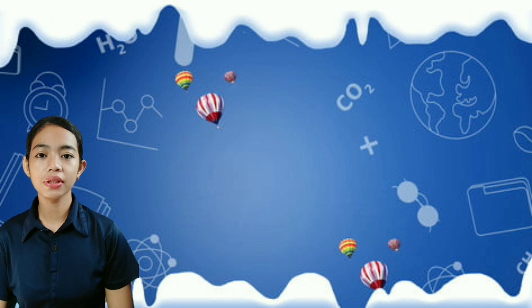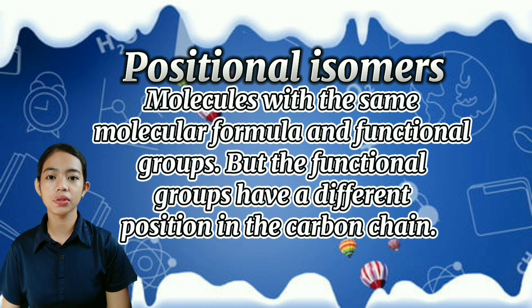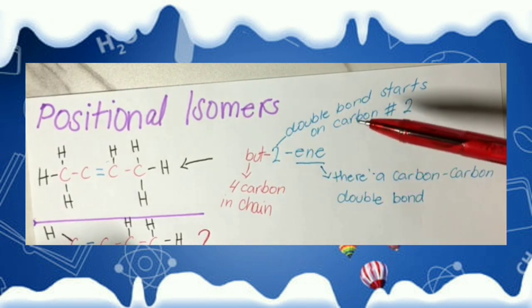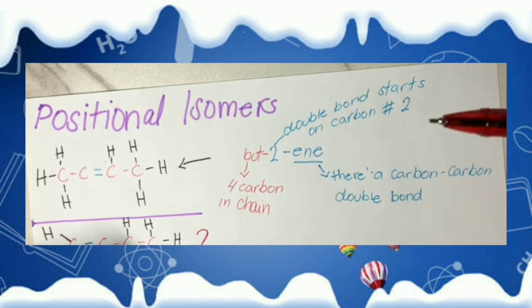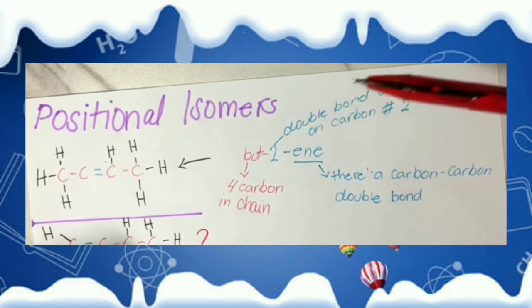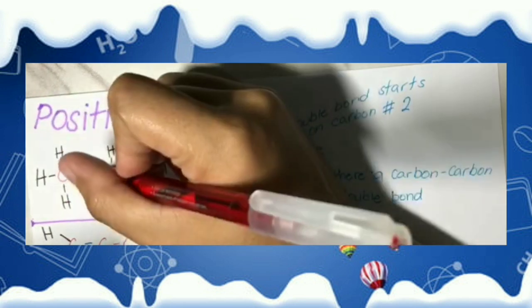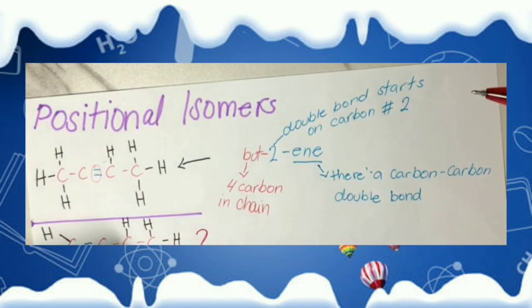The second type of structural isomers is the positional isomers. Positional isomers are molecules with the same molecular formula and functional groups, but the functional groups have a different position in the carbon chain. Here is an example. This is but-2-ene. The ene tells us there is a carbon-carbon double bond, the but tells us there are 4 carbons in a chain, and the 2 indicates that the double bond starts on carbon number 2.